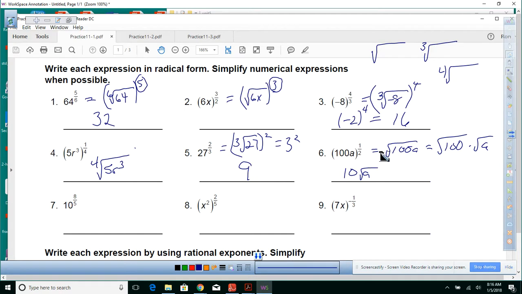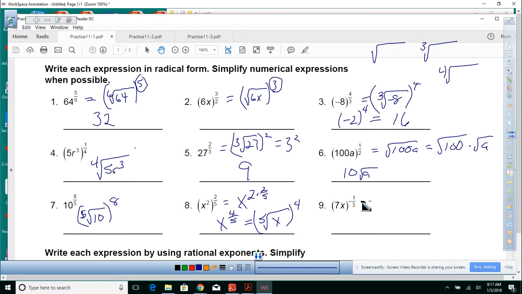Okay. And let's see here, number 7. So we got the 5th root of 10 to the 8th power. That's about as far as we can take that. Now this in here is kind of cool. That's going to be x, and that's going to be 2 times 2/5, which is going to be x to the 4/5, or the 5th root of x to the 4th power.